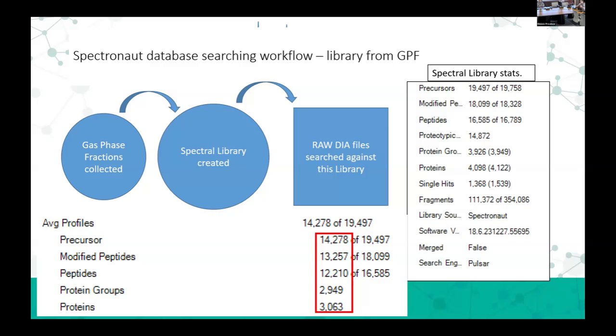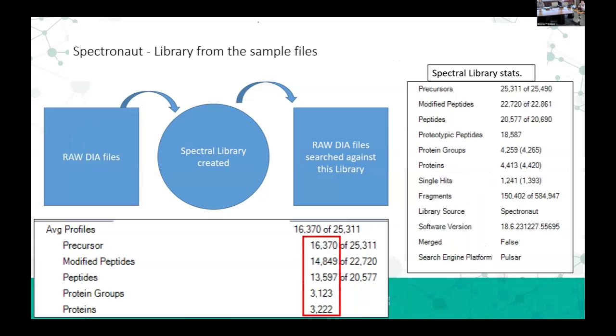If you search against a really big library that contains everything in the world, then you're going to find stuff that isn't really there. And so being able to limit that library down to something that is only what you expect to find really helps.